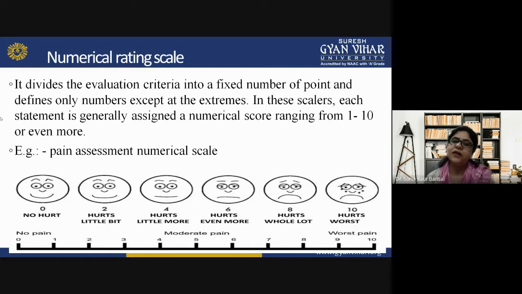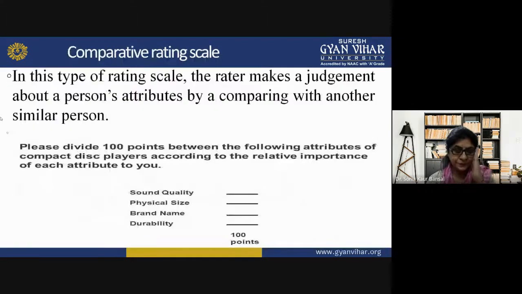In that way, we can create a happiness index numerical scale. We can create intelligence adjustment, different types of adjustments. So various things can be observed through a numerical rating scale. All right, students, I hope you have understood this much. Now in the next presentation, next slide, I'm going to explain to you about the comparative rating scale.